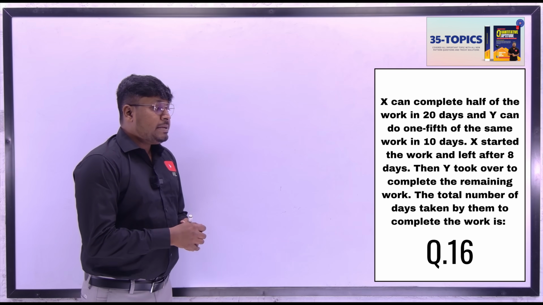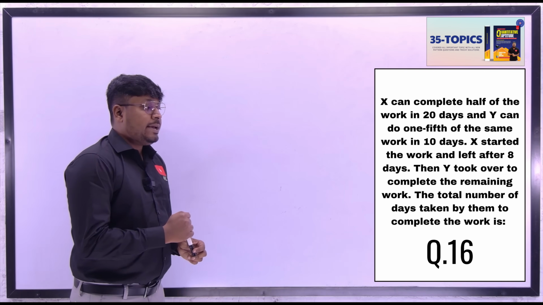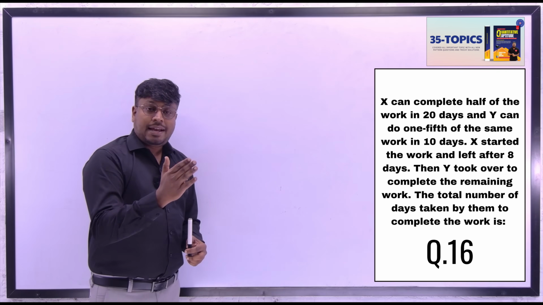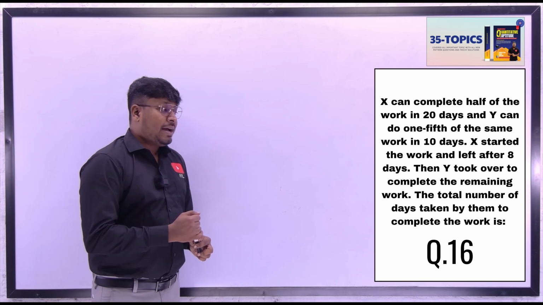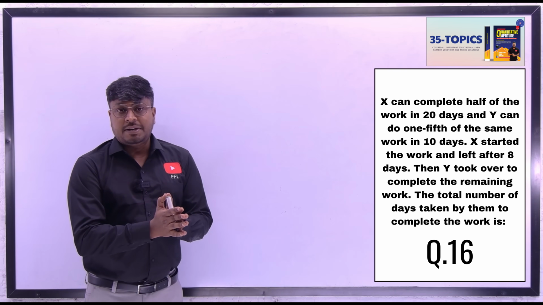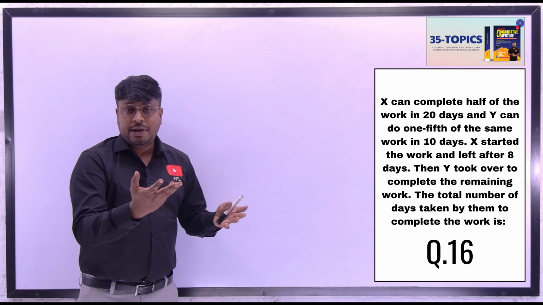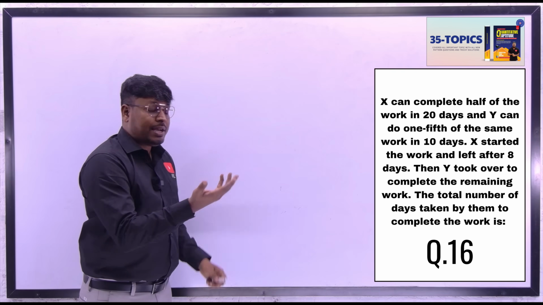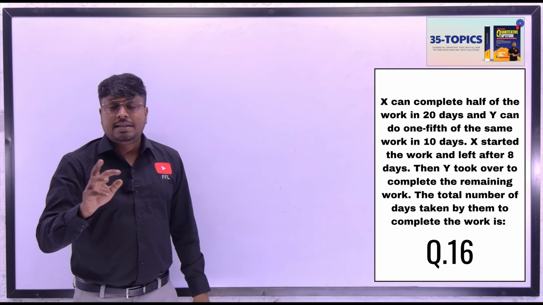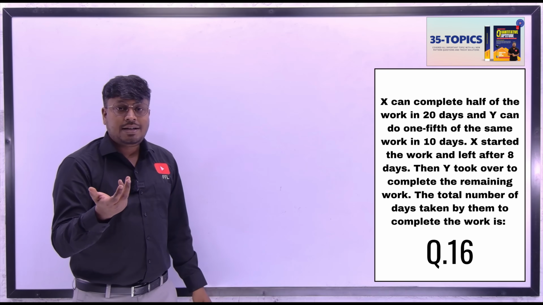So X can complete half of the work in 20 days, Y can do 1/5 of the same work in 10 days. So X started the work and left after 8 days. So Y took to complete the remaining work. So what is the total time taken by them to complete the work? Right. So here the concept is based on the leaving concept, because at some point the person left. You can see after working for 8 days, the person X has left the job, and the remaining job was completed by Y. So our target is to find the total work done in how many days.